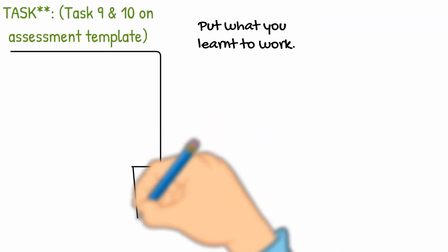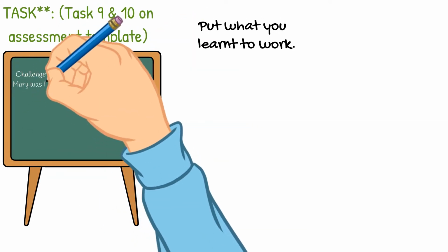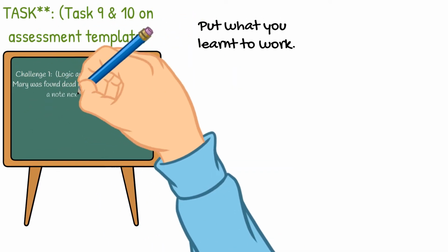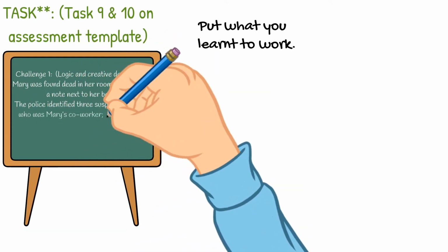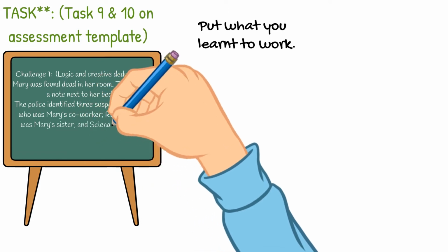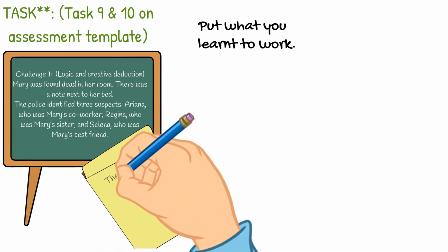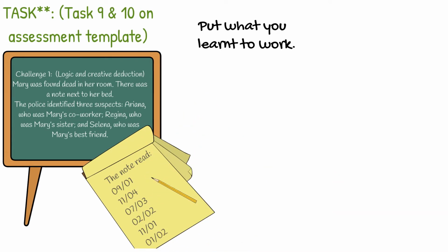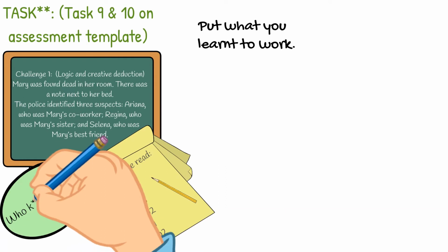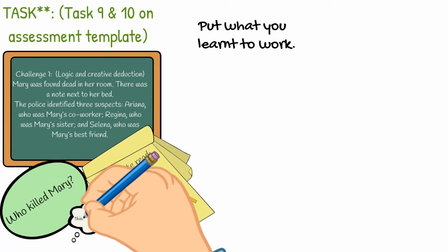Task 9. Challenge 1. This involves logic and creative deduction. Mary was found dead in her room. There was a note next to her bed. The police identified 3 suspects. Ariana, who was Mary's co-worker, Regina, who was Mary's sister, and Selena, who was Mary's best friend. Who killed Mary? Now try challenge 2 for task 10.